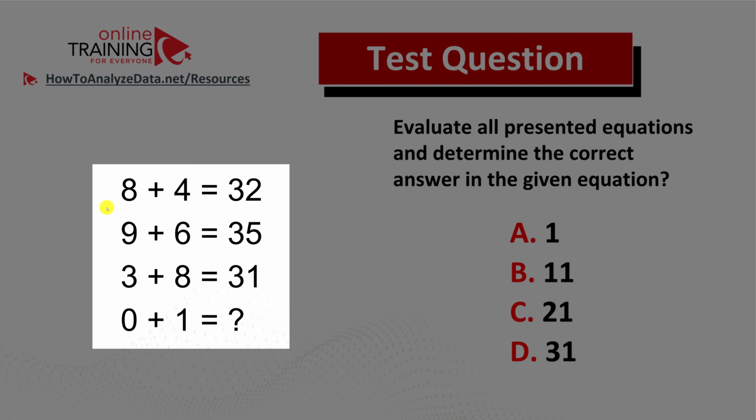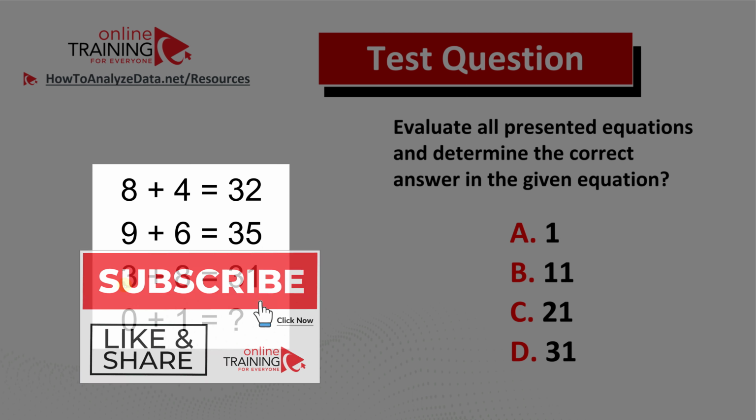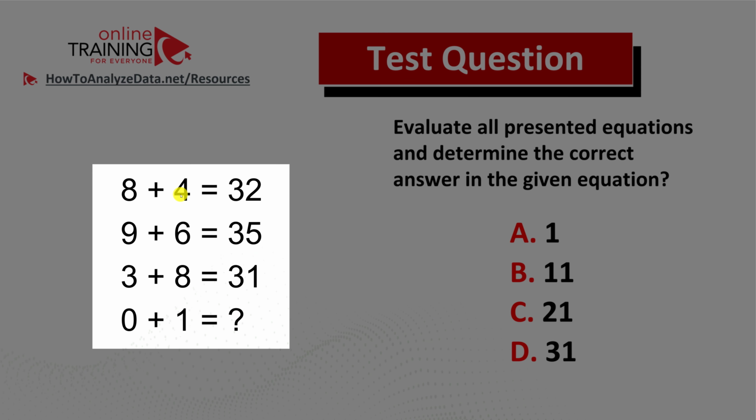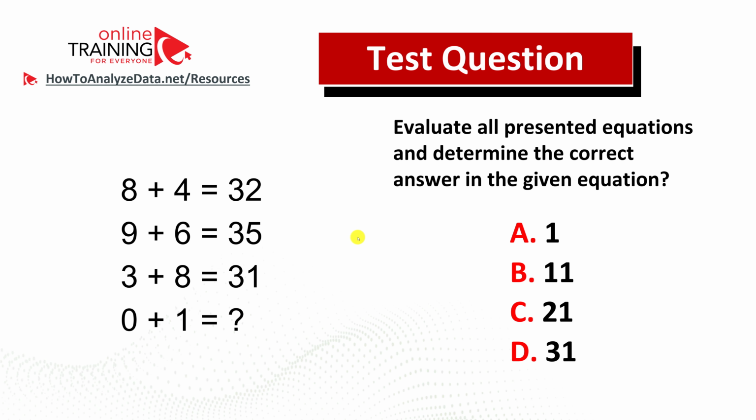It is still a decimal system that we're dealing with here. And if we continue with this assumption, we can see that the sum of numbers in all cases is a little bit higher than the actual numbers in the decimal system. 8 plus 4 in reality is 12, not 32. But the difference between 32 and 12 is 20. Hopefully this gives you some tip.